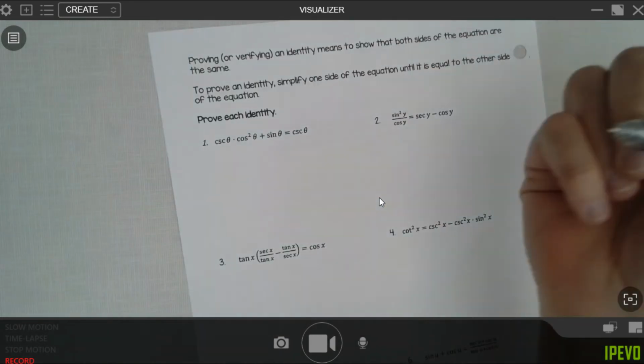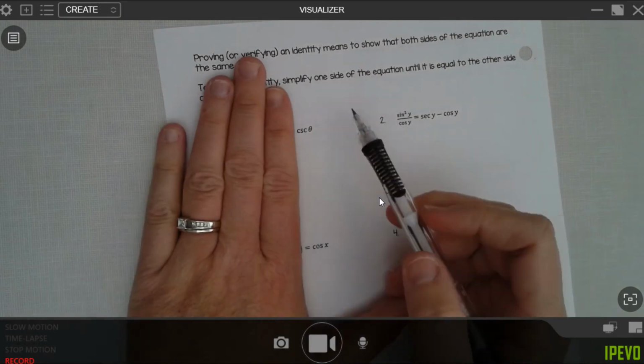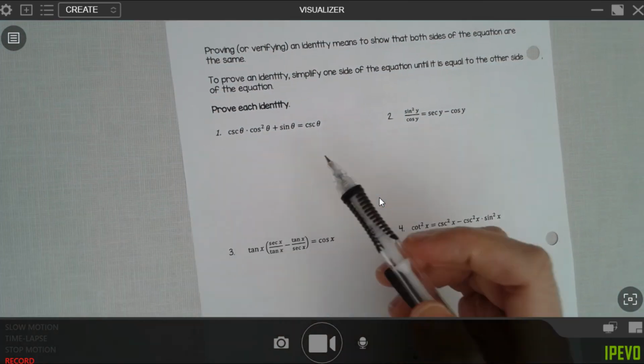So onto the back now, we're going to be proving these identities. What that means is that we only work one side, and you are done when you get cosecant x. So it's like I'm telling you the answer, but you have to get to that answer on your own. You cannot touch the other side. So if you'd like to start on the right side, you can and try to get the left. Most of the time, it's easier to work left to right.